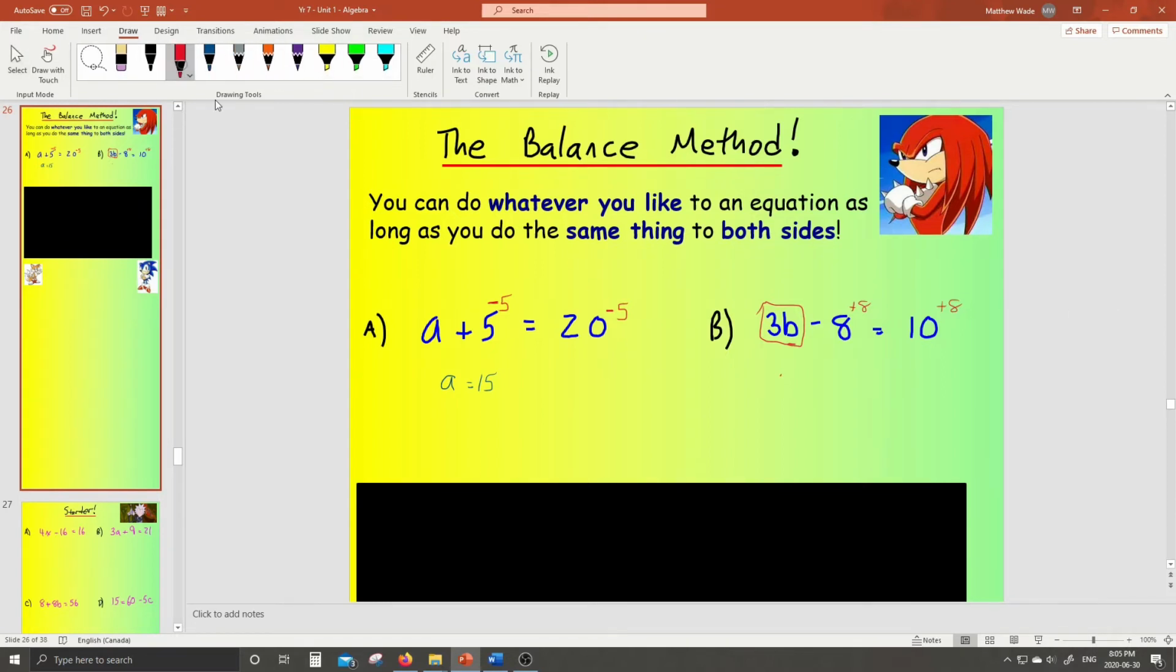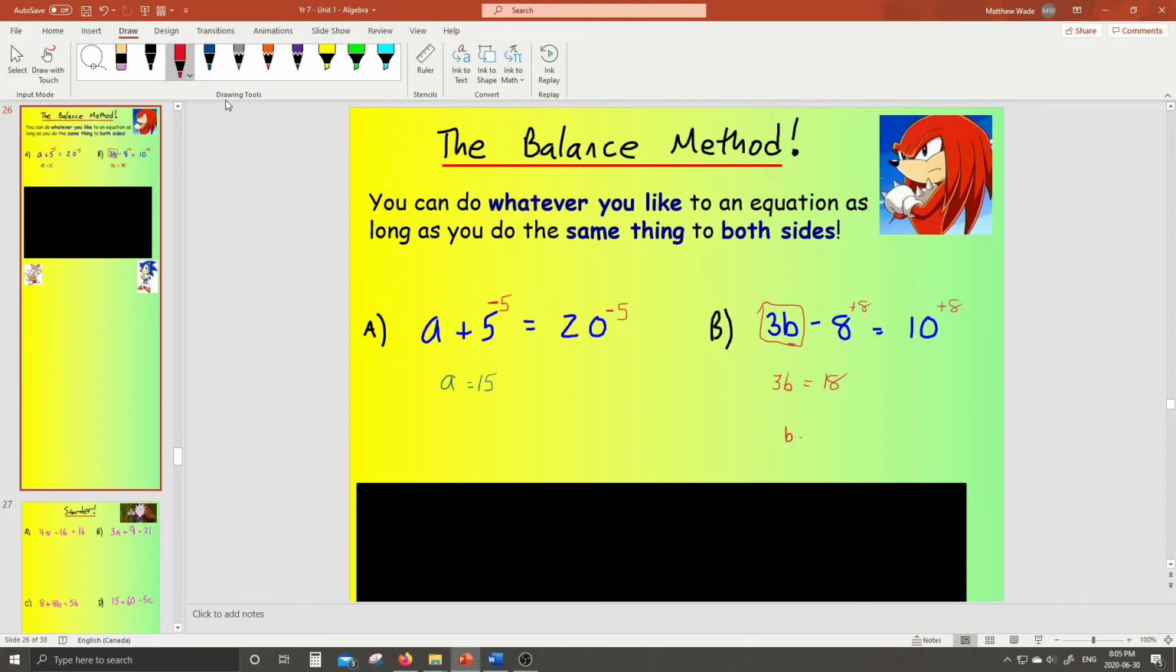What are you left with on the left-hand side now then? Well, just the 3B, because it was protected in that box. Minus 8 plus 8 goes to 0. On this side, what do you get? Well, 10 plus 8 is 18. And that's what we end up with here. 3B equals 18. Final step then. 3 lots of what makes 18? 3 times what to make 18? Well, 6. And that is your final answer.